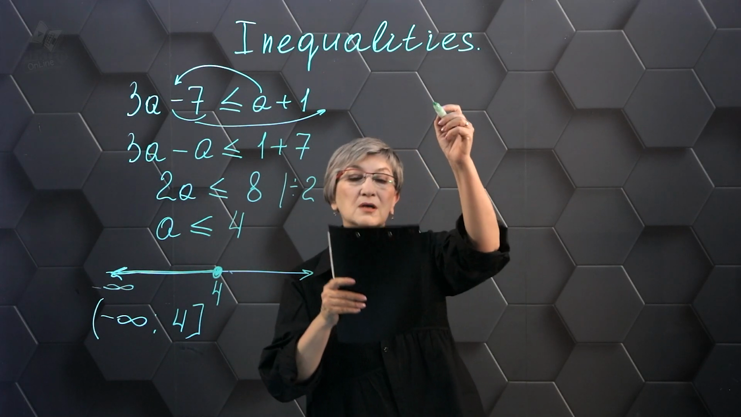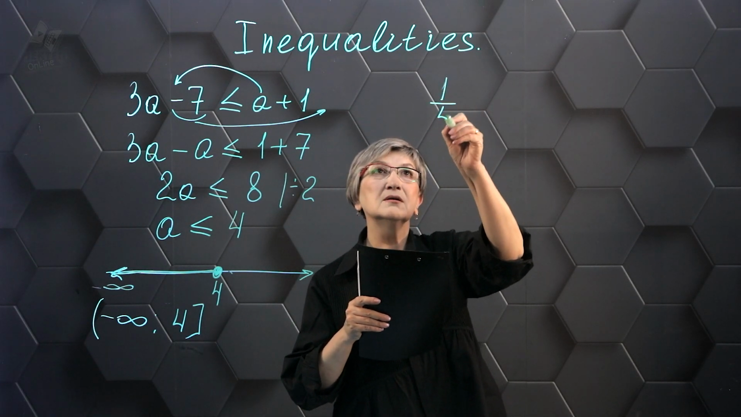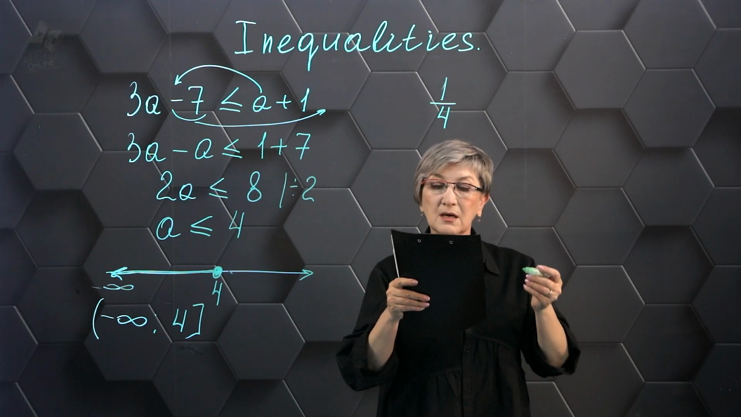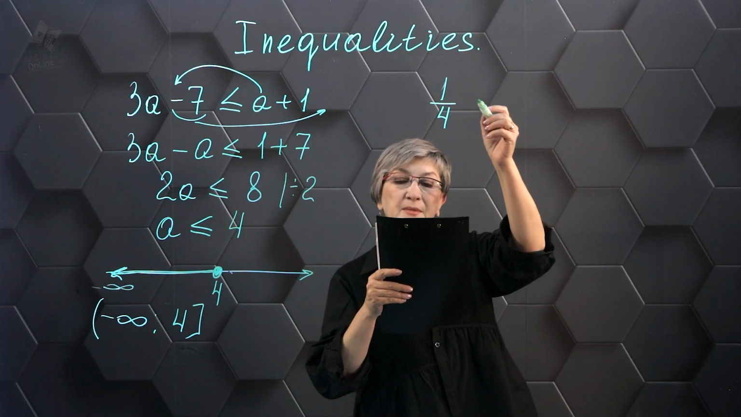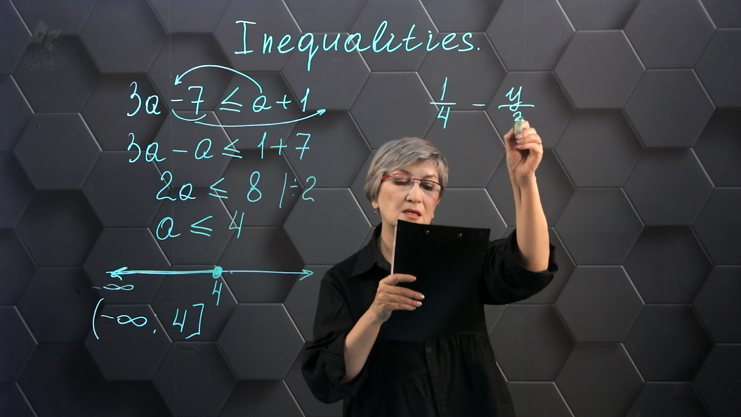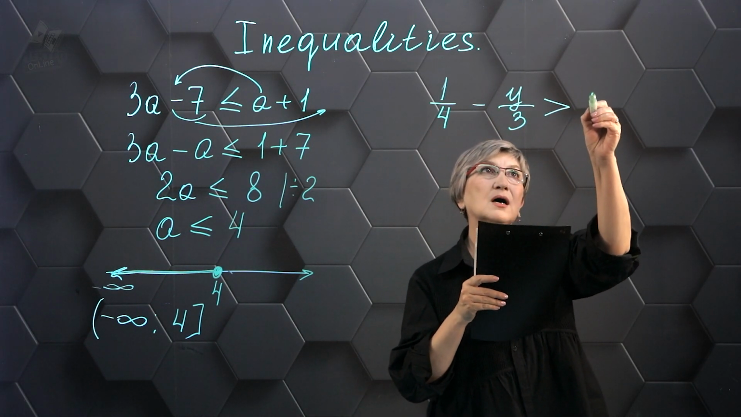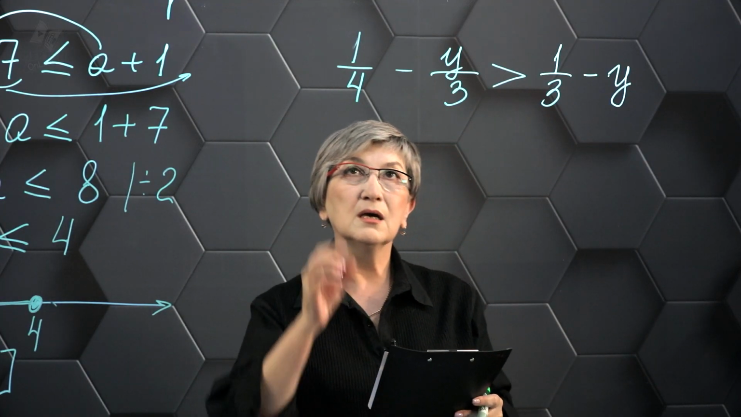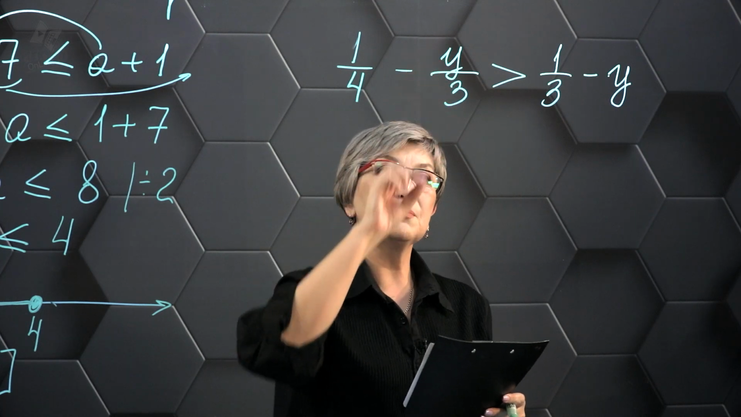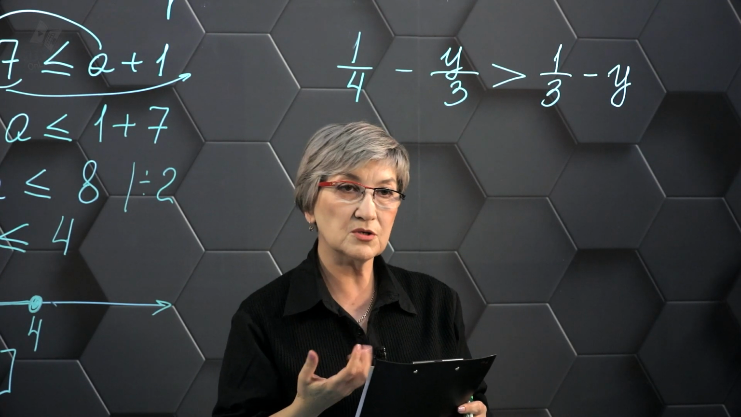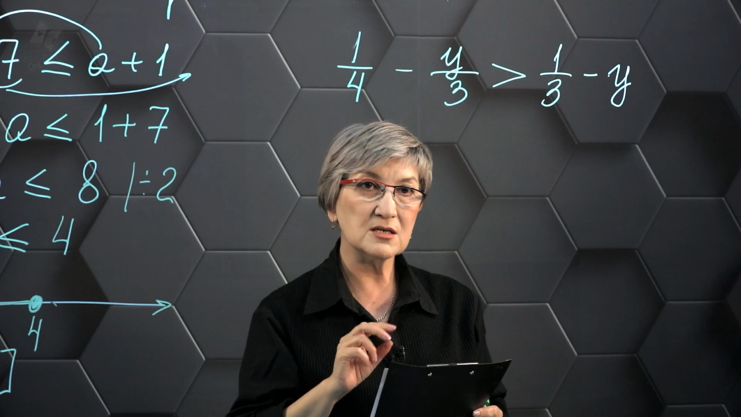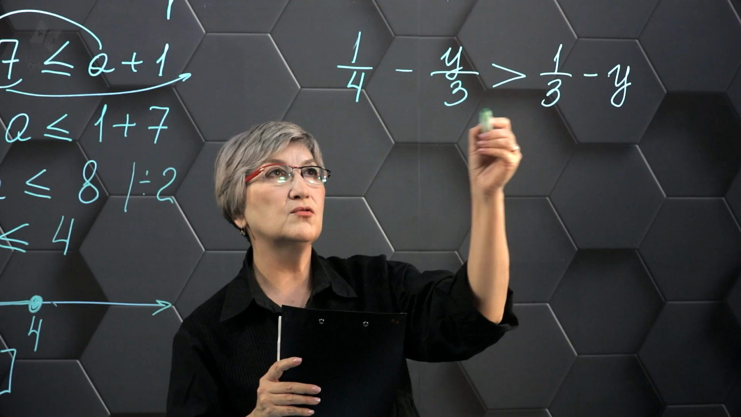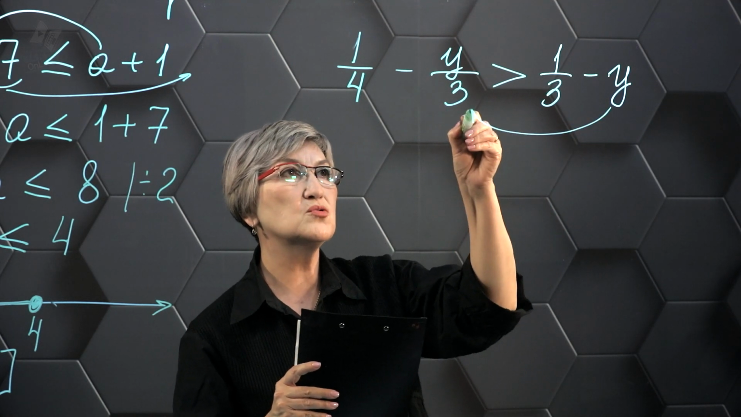Another inequality. If you see fractional numbers in an inequality, the algorithm doesn't change. 1/4 minus y divided by 3 is greater than 1/3 minus y. We see in the inequality that the summands are fractional numbers. What should we do in this case? We can use two ways to solve it. I'll put all the variables back in the left-hand side.